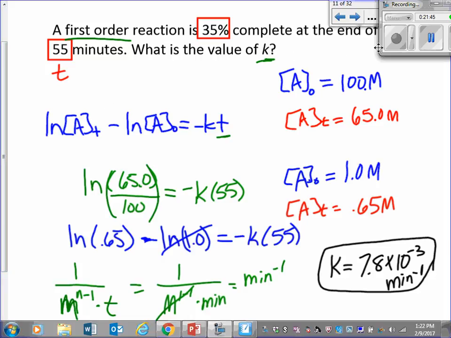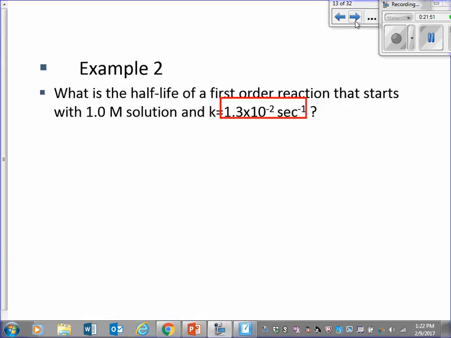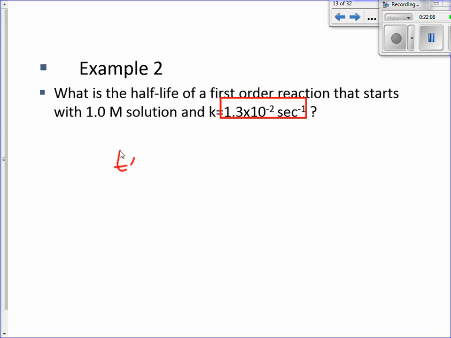Okay, so let's look at the next one. All right. The problem tells you a first order reaction that starts with a 1.0 molar solution, and here's your k value. So it tells you this is a half-life problem. You can use the half-life equation. In this case, I'll just put in the k right now.